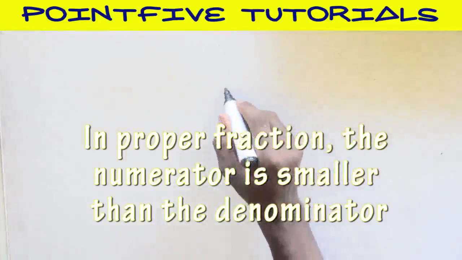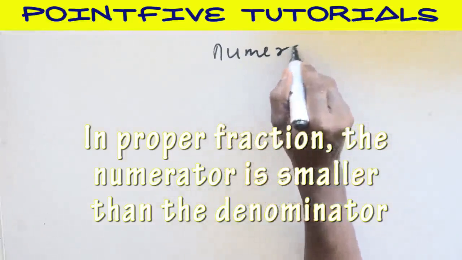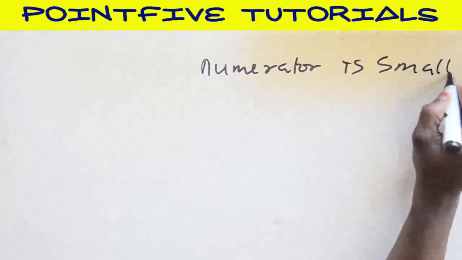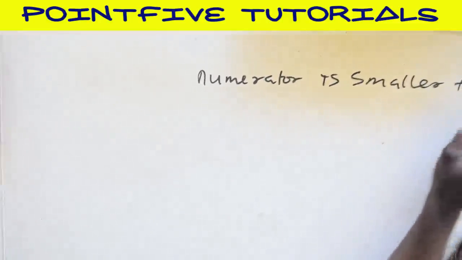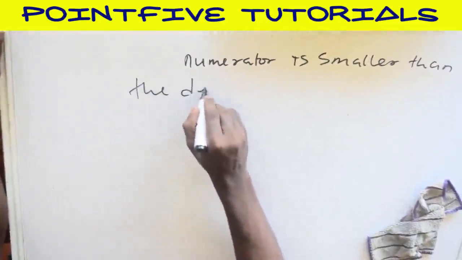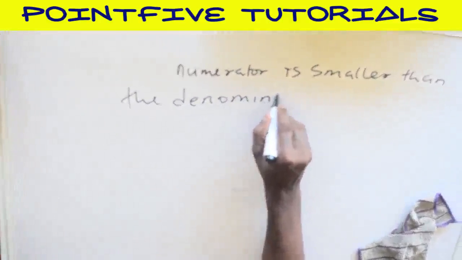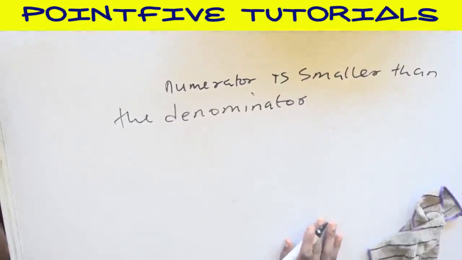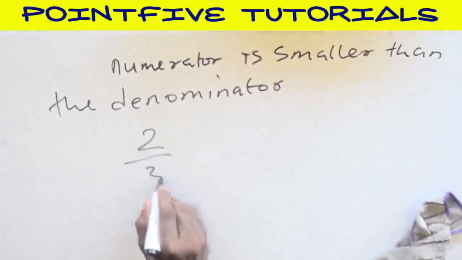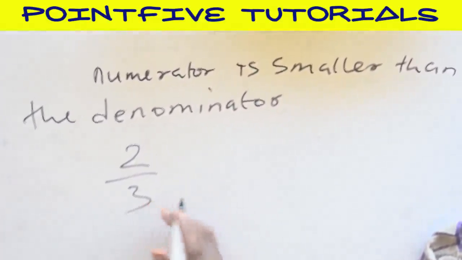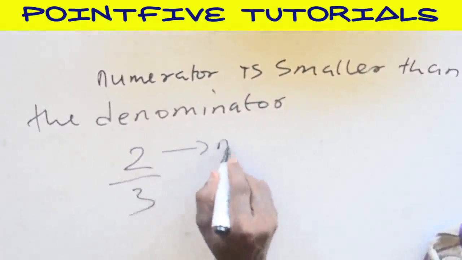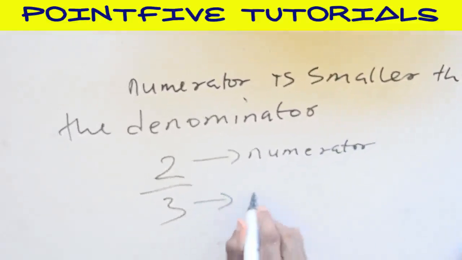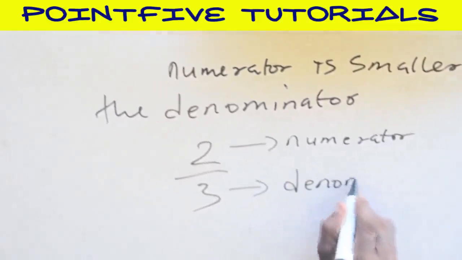So here I will say numerator is smaller than the denominator. Numerator means the one above, denominator means the one below. So if I should give you 2/3, this 2/3 is a fraction, 2 is the numerator, while 3 is the denominator.